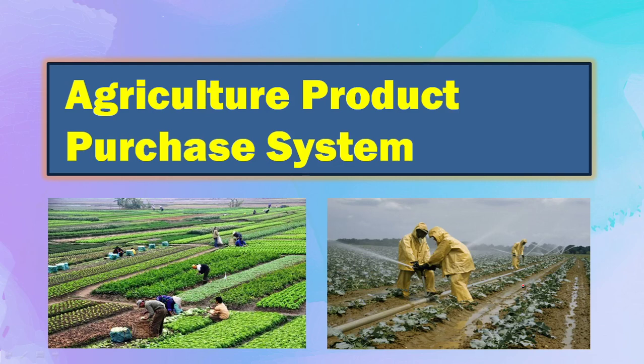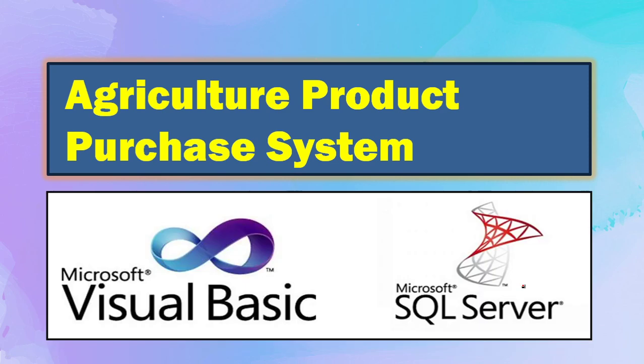Hello, you're welcome. In this demo, we'll show the project Agriculture Product Purchase System. Let me explain what this project is all about, what will be covered, what forms will be there, and what tables are used in this particular project. This project is developed using Visual Basic, and the backend is SQL Server. Now let us understand what this project is all about.